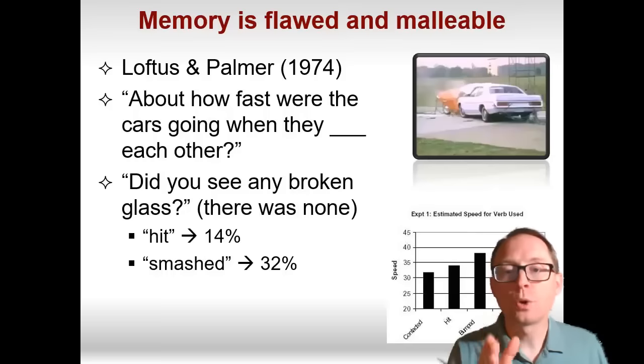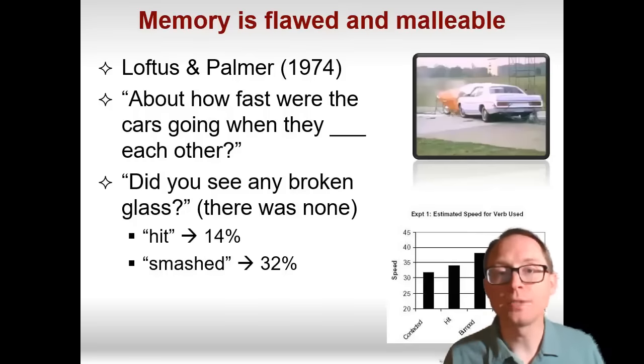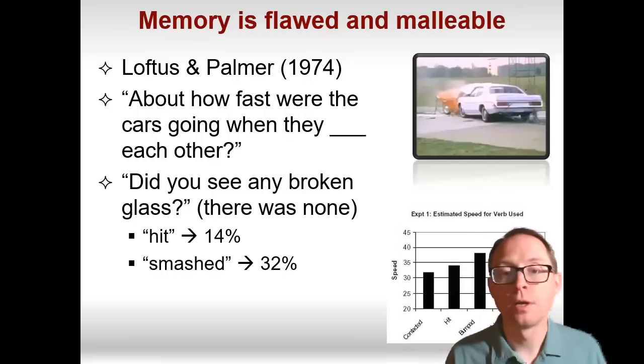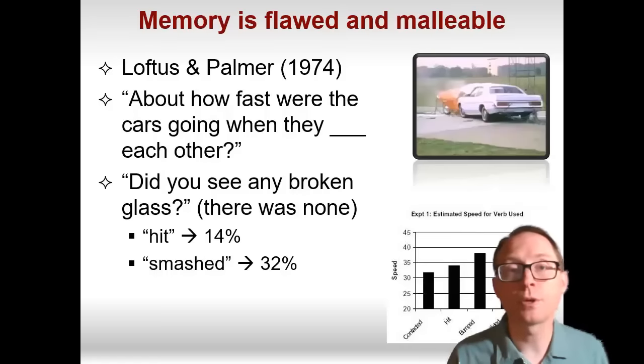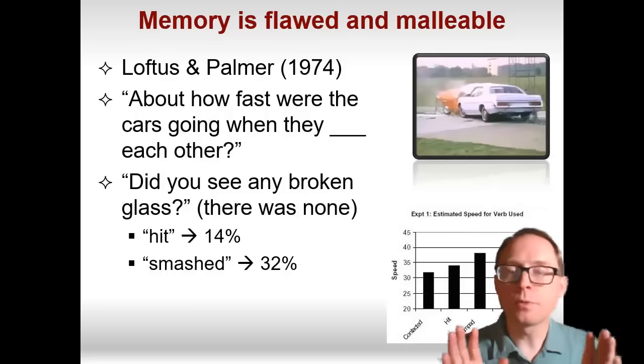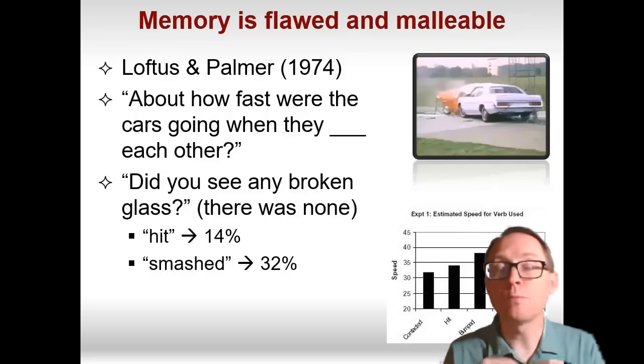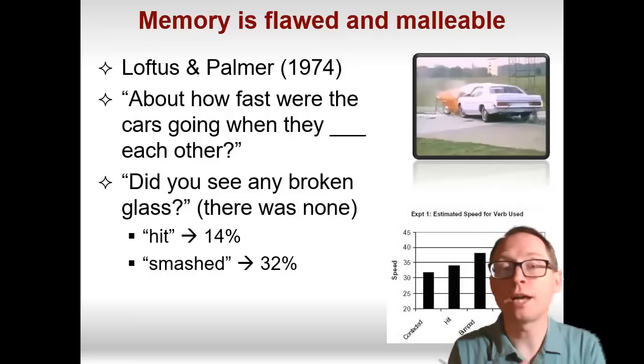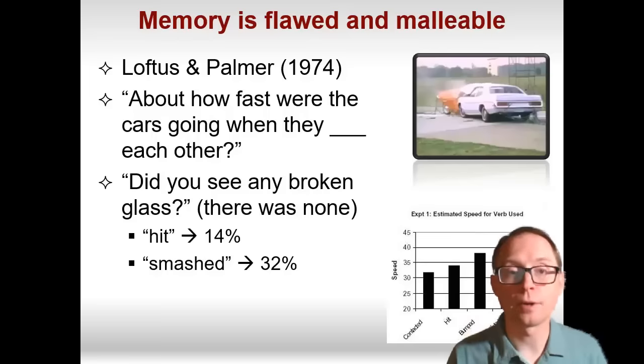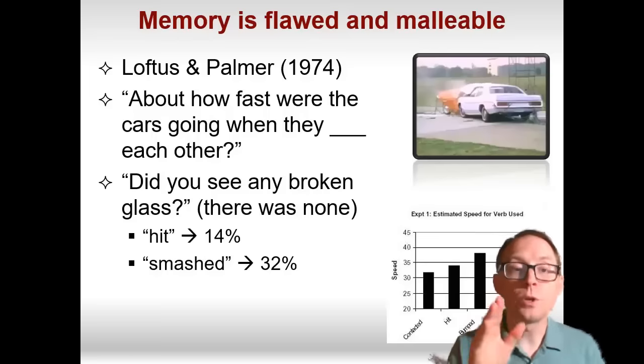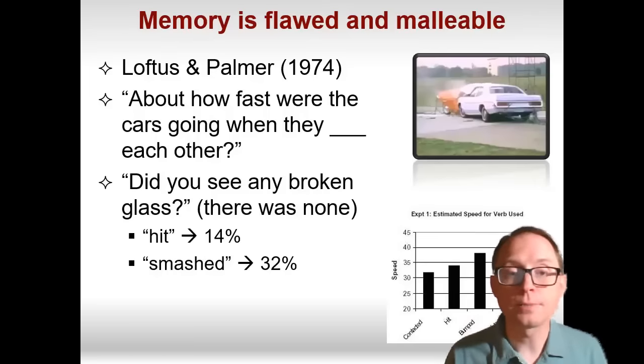When they used the word smashed, people estimated that the cars were going over 40 miles per hour on average. When they said contacted, people estimated in the 30 mile per hour range, nearly a 10 mile per hour difference, not based off of what they saw, but based off of the information that was given in the question. How fast were they going when they contacted each other versus how fast were they going when they smashed into each other?